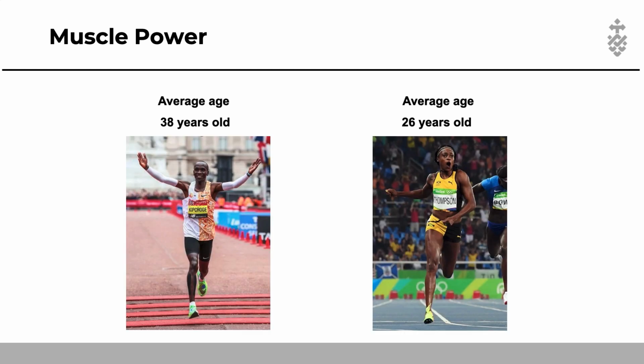So if we have a look at these two sporting types, the marathon runner versus the sprinter, the average age of a successful marathon runner is 38 years old, whereas the average age of a successful sprinter is 26 years old. Now, there's lots of things influencing success in these two sports, but potentially it is the decline in the size of the muscle fibers, particularly the decline in the type 2 muscle fibers with age, that results in a younger successful age for the sprinter versus the marathon runner.